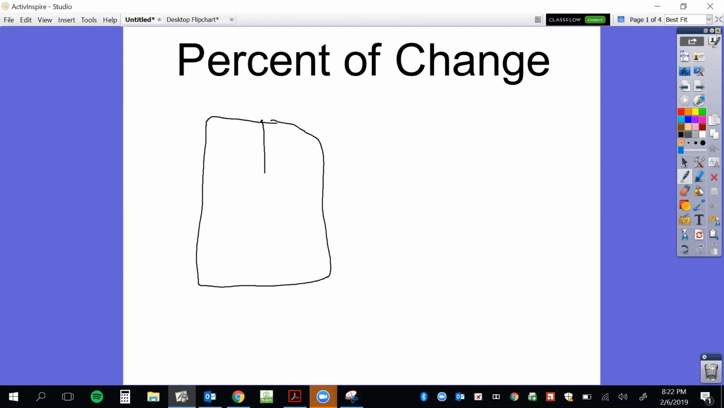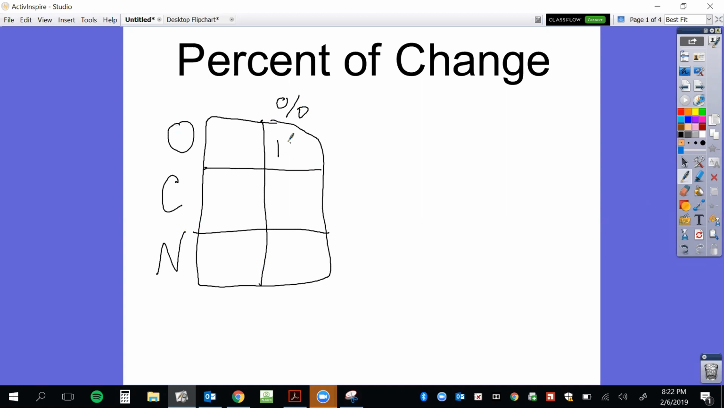You draw a box just like we normally do for our ratio tables, and we're going to label it OCN. And over here on the right-hand column is always going to be my percent, and my original percent is always 100. So this is how every percent of change box or OCN box is going to look.